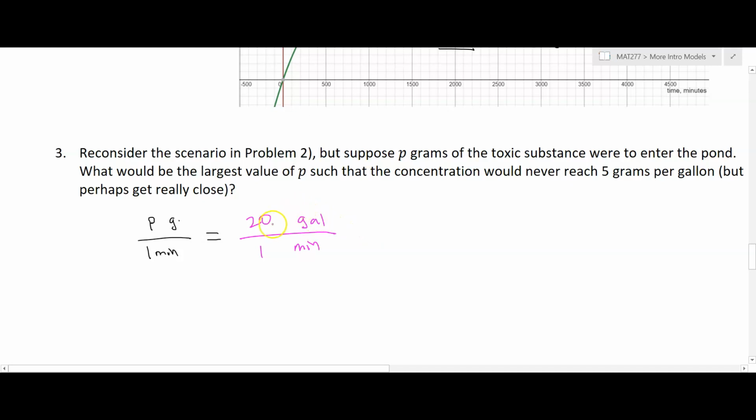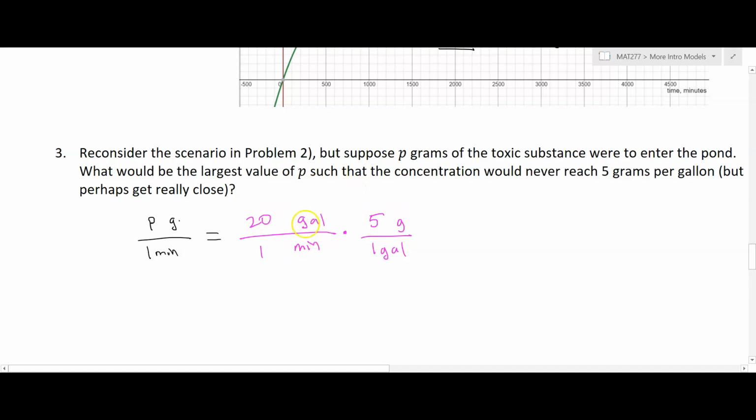Well, in order for us to exactly reach 5 grams, right, to get exactly 5 grams per gallon, we would have to be injecting 5 grams per gallon of this toxic substance in the first place. So anything below 5 grams per gallon, you're never going to reach the concentration of 5 grams per gallon. But the question is, what's the largest value of P?